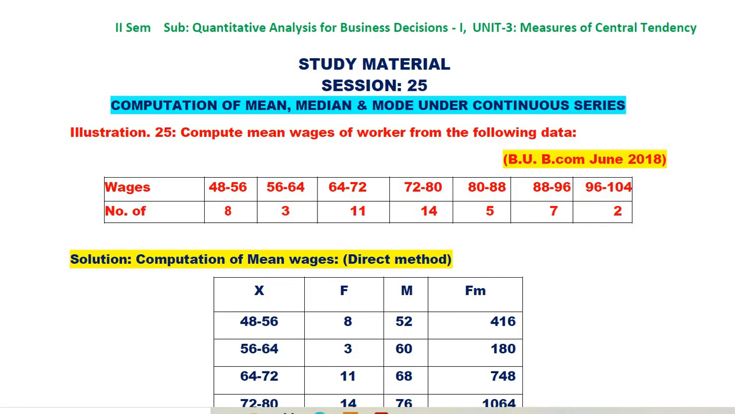Compute mean wages of workers from the following data. Here, the given information is wages and the number of workers. Wages in the continuous series are given as 48 to 56, 56 to 64, 64 to 72, 72 to 80, 80 to 88, 88 to 96, 96 to 104. The number of workers getting wages between 48 to 56 are 8, between 56 to 64 rupees are 3, and similarly 11, 14, 5, 7 and 2.